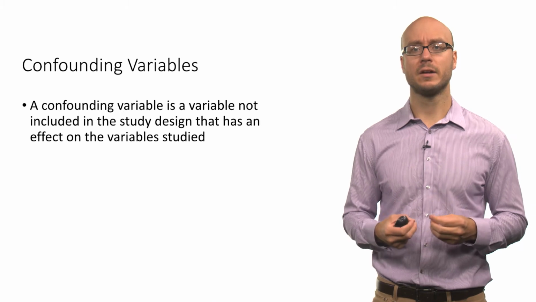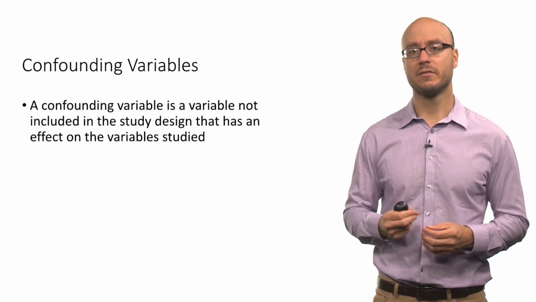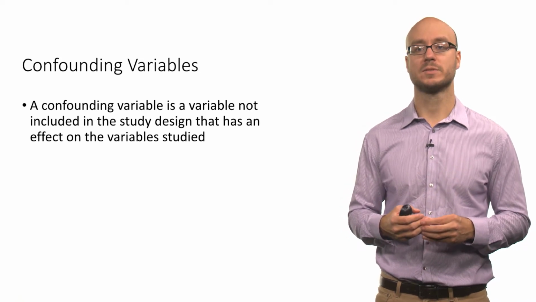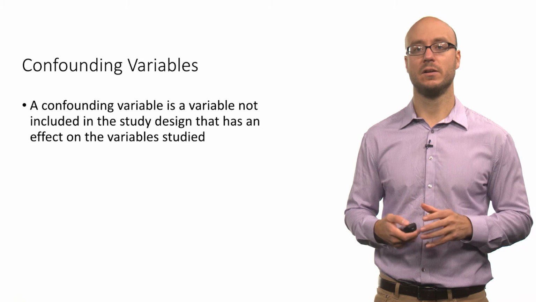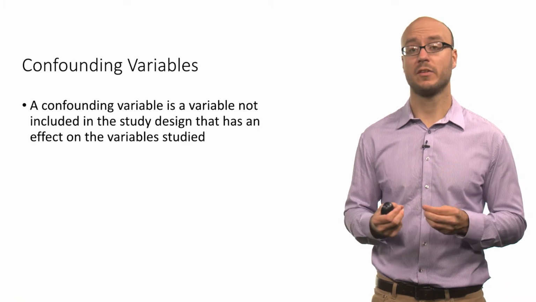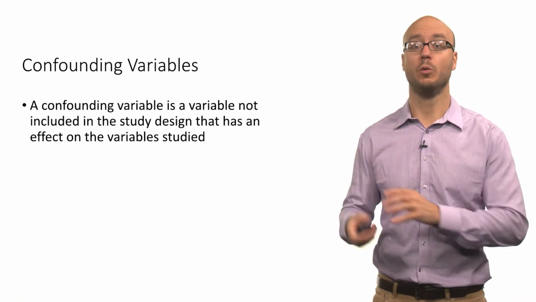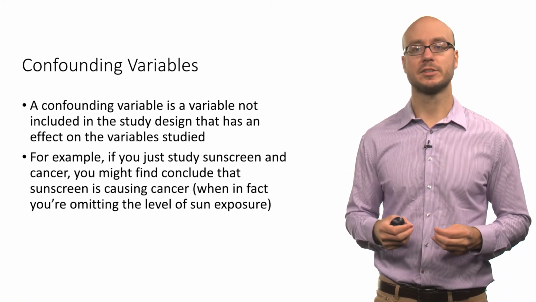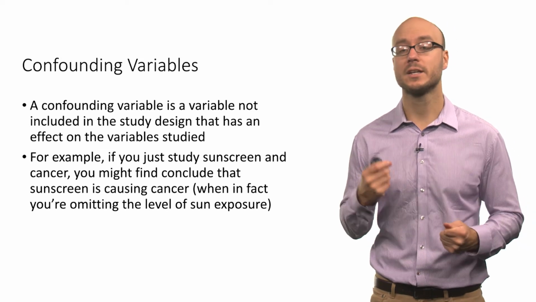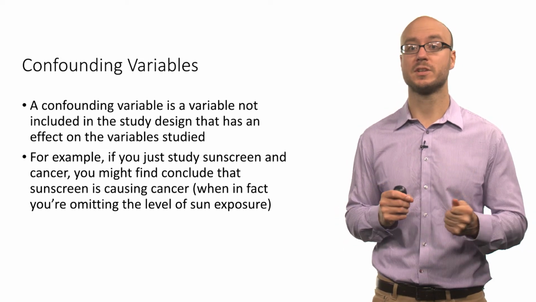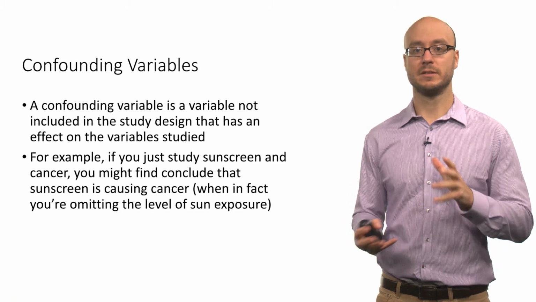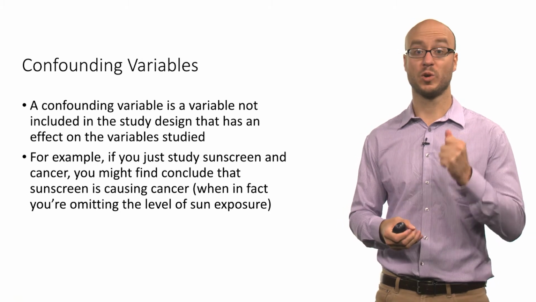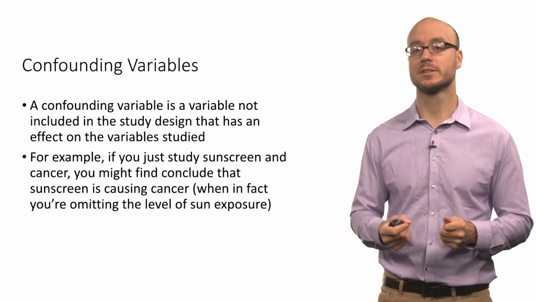So let's consider a confounding variable in general. A confounding variable is a variable not included in the study design that has an effect on the variables studied. So in the case of social networks and obesity, a confounding variable could be the fast food restaurant that opened down the street. To take another example, if you study sunscreen and cancer, you might say that sunscreen is causing cancer if you just look at people who use sunscreen and cancer. So you might gather a sample of data, you might observe what's going on over time, and you might say, wow, people who are using sunscreen are more likely to have skin cancer.